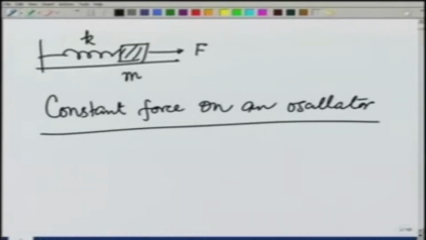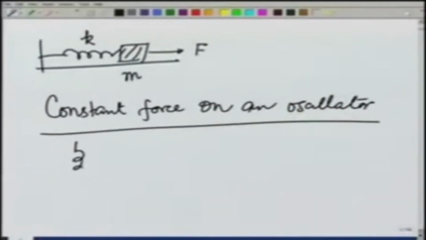In this case, all that happens is that the equilibrium point gets shifted. You know the answer because you already know the example where if I take a spring, put a mass on it and put it vertically in the gravitational field, it is being pulled by a constant force mg, but still the equilibrium point shifts and it still oscillates about the equilibrium point.